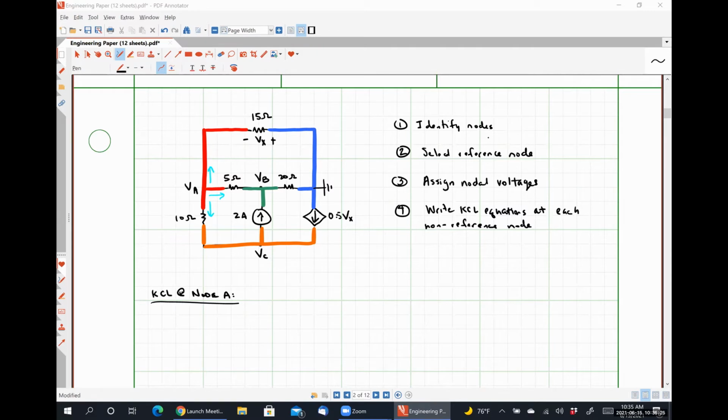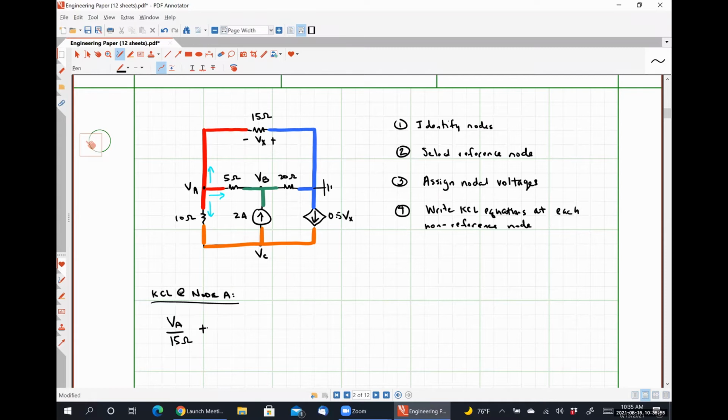So the correct answer is VA divided by 15 ohms. So let me explain where this came from yet again. We're looking for the current that's flowing up through the 15 ohm resistor. That current starts at node A and it ends at ground. So we have VA minus zero, which is just VA, divided by 15 ohms.